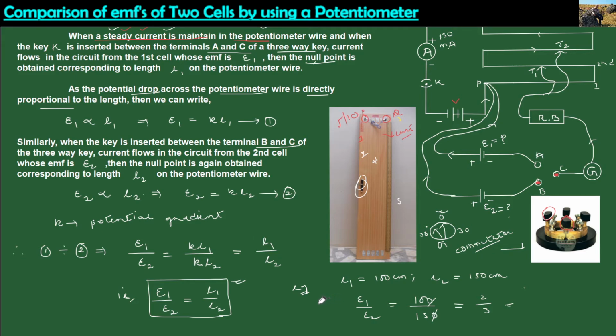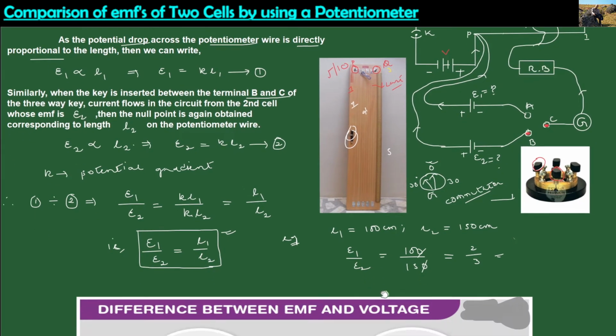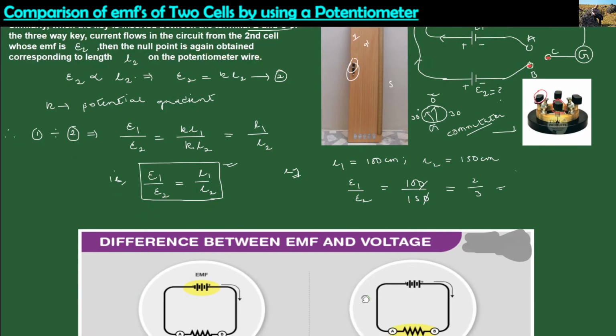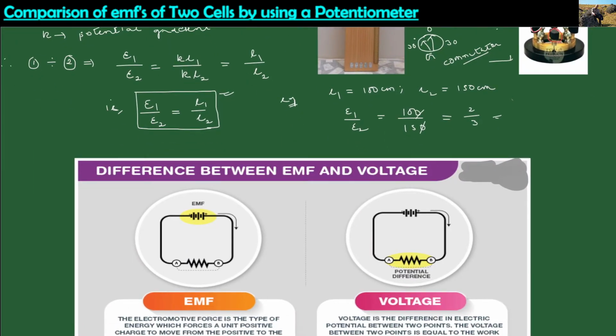Okay, EMF. And keep in mind that what is EMF? EMF is nothing but the potential difference of the cell in an open circuit, and terminal potential difference of the cell is the potential of the cell which is in a closed circuit. Let us just recall the relationship between EMF and voltage. Voltage is also known as what? Terminal potential difference.